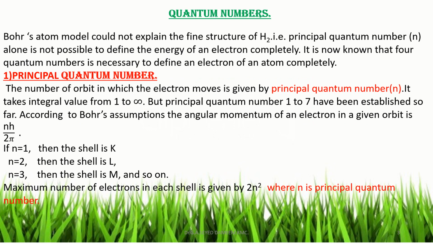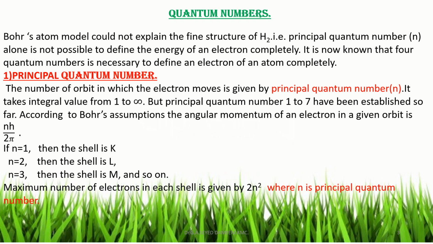Quantum numbers. The Bohr atom model could not explain the fine structure of hydrogen, that is, the principal quantum number n alone is not enough to define the energy of an electron completely. It is now known that four quantum numbers are necessary to define an electron of an atom completely. What are the four quantum numbers? One is the principal quantum number, the second is the azimuthal or orbital quantum number, the third is the magnetic or orientation quantum number, and the fourth is the spin quantum number.